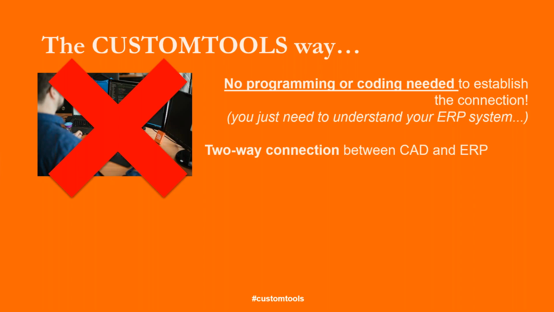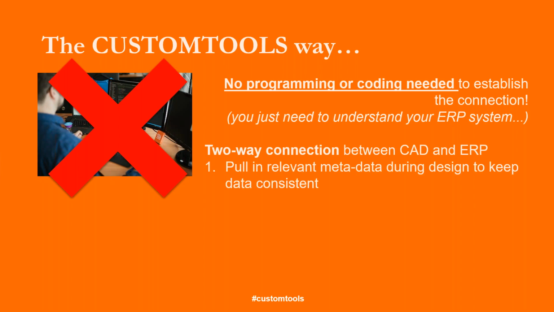The connector works in two directions. Firstly, when you're designing, you can pull in metadata like item numbers, project information, and various lookup lists such as units of measure, and link this directly with your CAD items. This helps keep your data consistent throughout the process and removes the need for manual copy-pasting of fields or entries from ERP to CAD or vice versa.